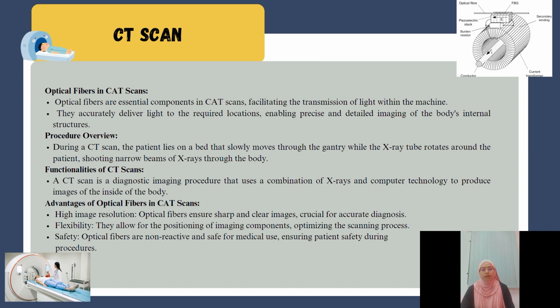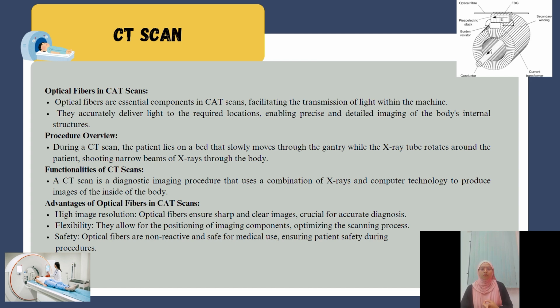The function of a CT scan: a CT scan is a diagnostic imaging procedure that uses a combination of X-ray and computer technology to produce images of the inside of the body.